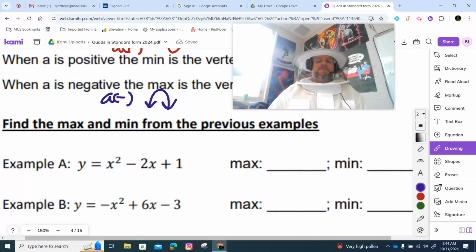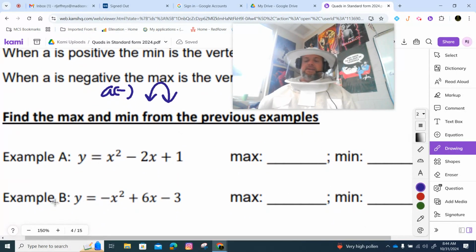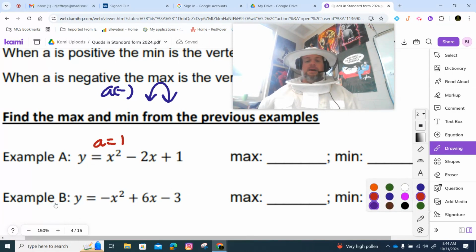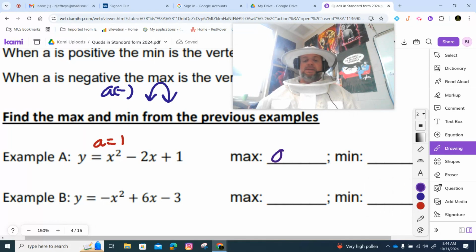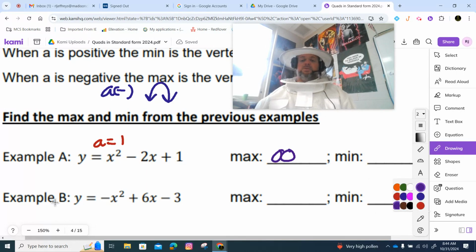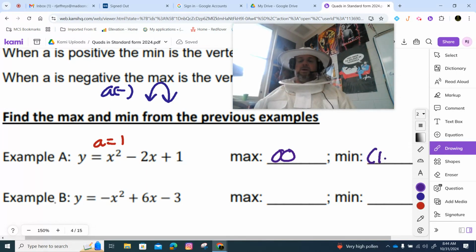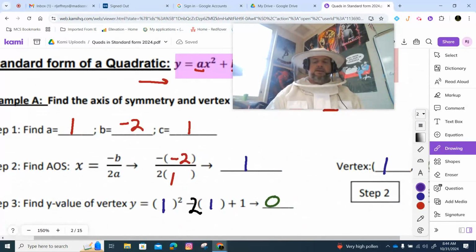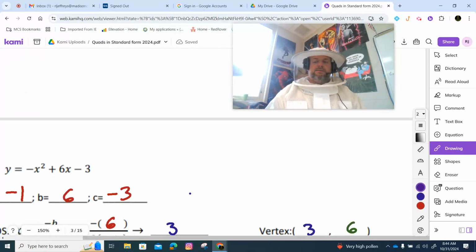So it says find the max and min for the previous examples. From example A, this A is 1. Is that positive or negative? Positive. So our max is going to be infinity. Our minimum was our vertex, which I think was 1, 0. Is that right? Let's scroll back. It was. Okay.